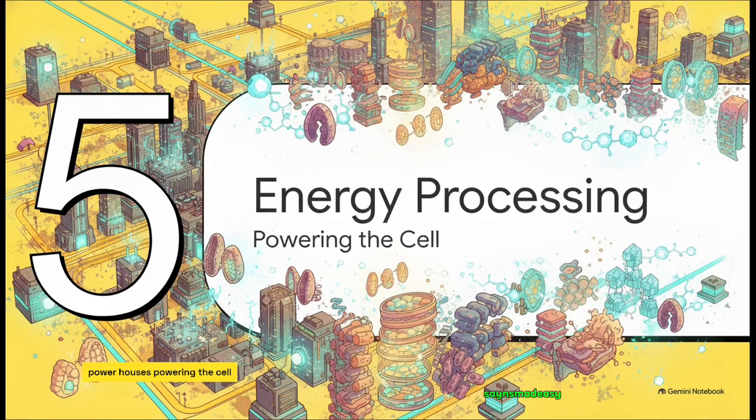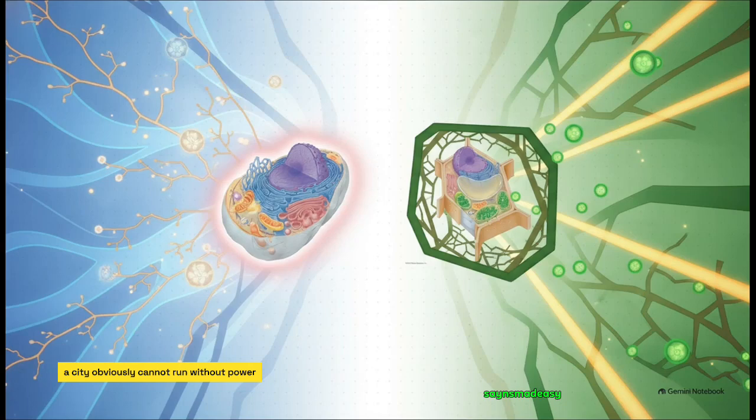Section 5. Energy Processing Powerhouses, Powering the Cell. A city obviously cannot run without power. And when you look at an animal cell and a plant cell side by side, their differing infrastructures really stand out, especially in how they get that power. While they do share similarities, like having a nucleus and a Golgi apparatus, their boundaries and power plants are different. Plants feature rigid cell walls and those prominent green chloroplasts, which gives them a completely distinct infrastructure compared to the softer, much more flexible animal cell.